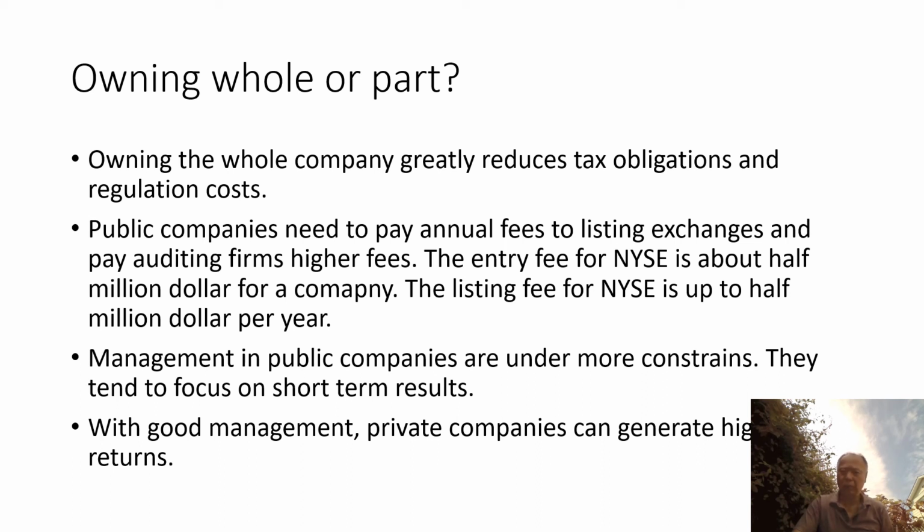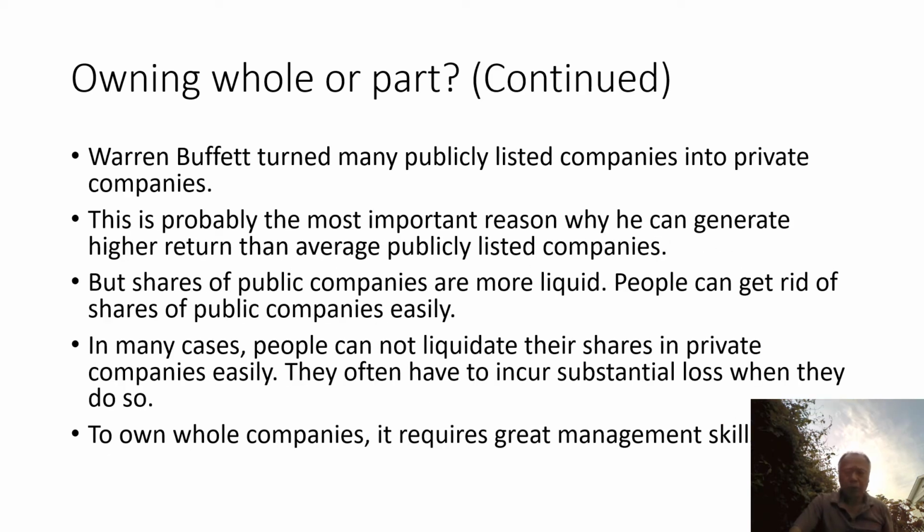Management in public companies is under more constraints. With good management, private companies can generate higher returns. Warren Buffett turned many publicly listed companies into private companies. This is probably the most important reason why he can generate higher returns than average publicly listed companies.